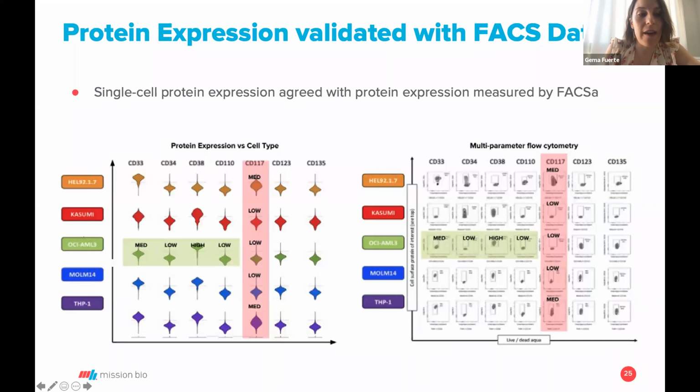Here you have the 5 different cell lines, and here you have the 6 different markers. This is Mission Bio, and this is flow cytometry. We have just highlighted one cell line and one marker to make it easier, so you can see the correlation of the protein expression of the multi-omics assay with the Tapestri platform versus flow cytometry, if that is what you are more used to seeing.